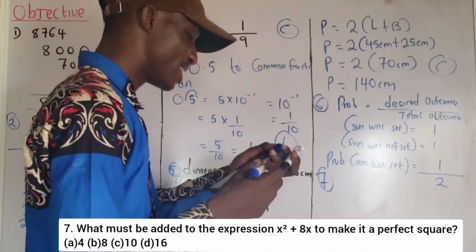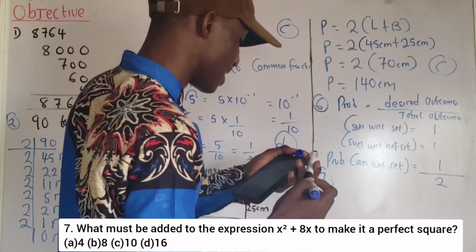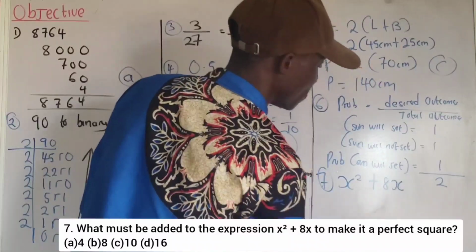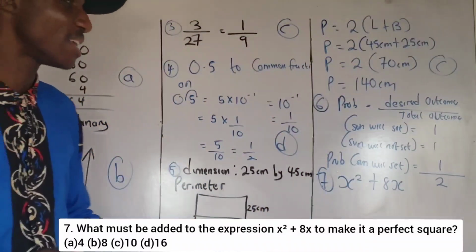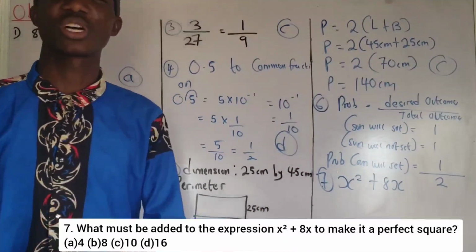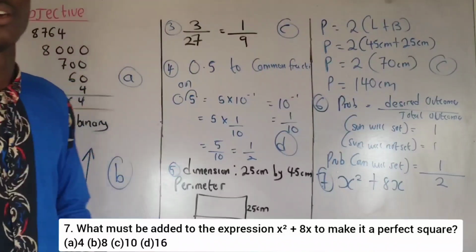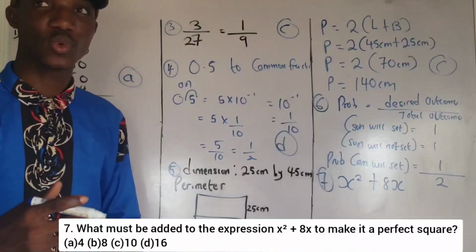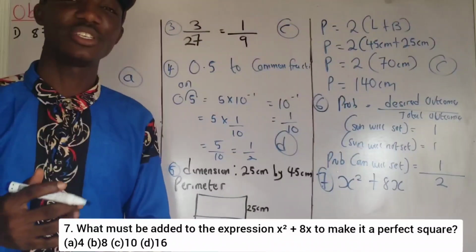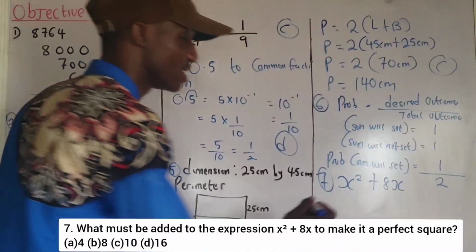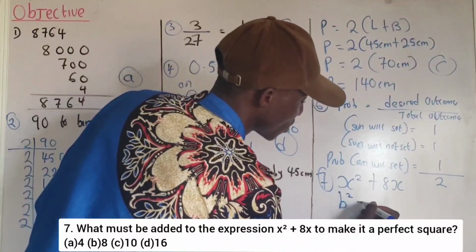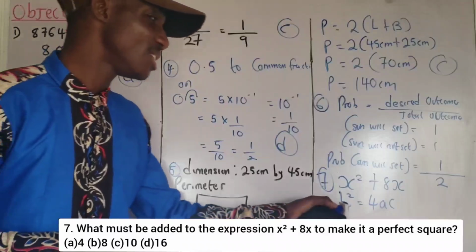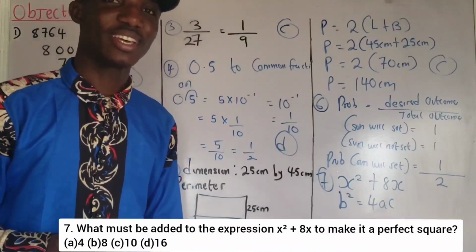What must be added to the expression x squared plus 8x to make it a perfect square? Now, I don't know what must be added. You know, this is a typical representation of a quadratic equation. To get the expression that must be added to make this expression a perfect square, we're going to use the discriminant. Discriminant: b squared equals 4ac. For an expression to be a perfect square, the expression must satisfy this condition. Don't worry, it's simple.